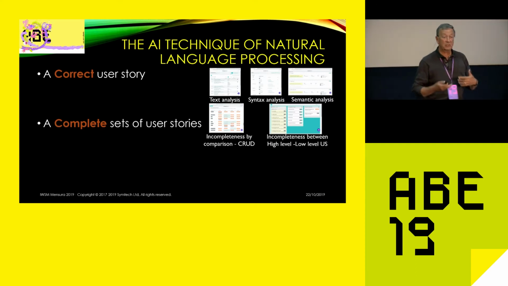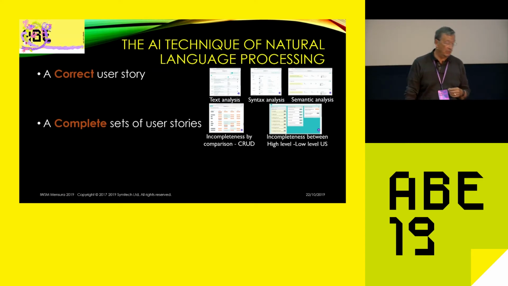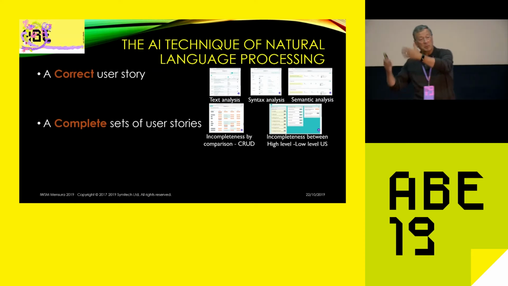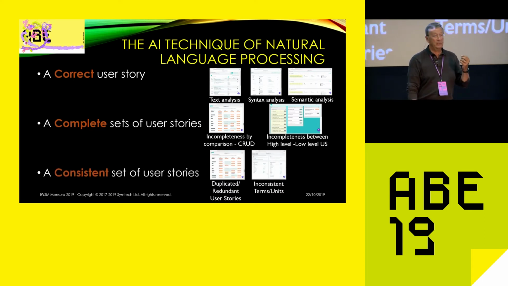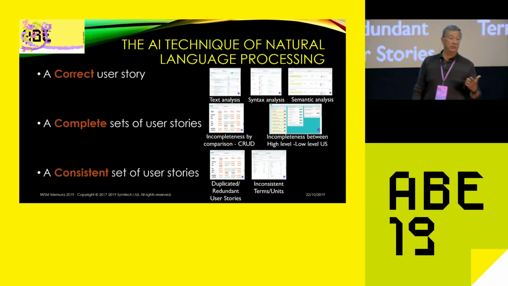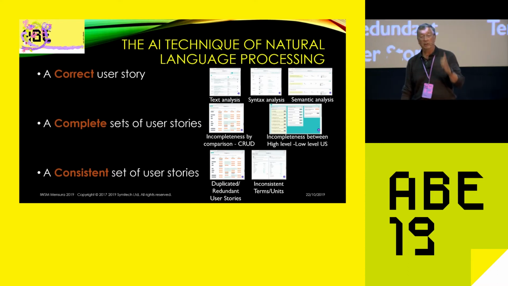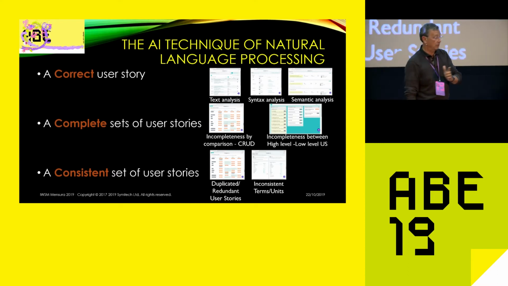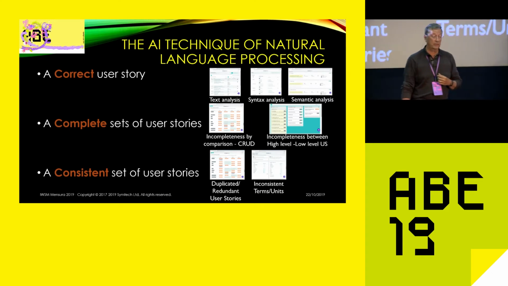So for incompleteness, for example, you want to make sure that you've got a create, a read, an update, and a delete function for all your data groups. And you can look at incompleteness between functions, between high-level goals, lower-level requirements, and lower-level user stories. And then for consistency, we want to make sure we don't have duplicate or redundant user stories. And we also want to make sure that when we use a particular term, we use it to mean the same thing throughout. So those are the natural language processing tests, if you like, that we're going to use.